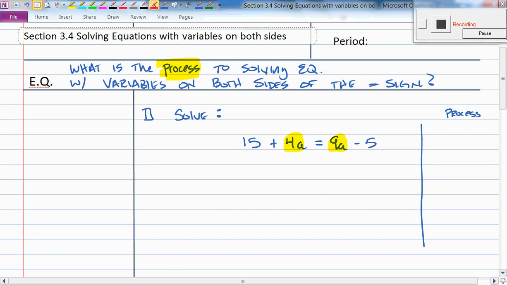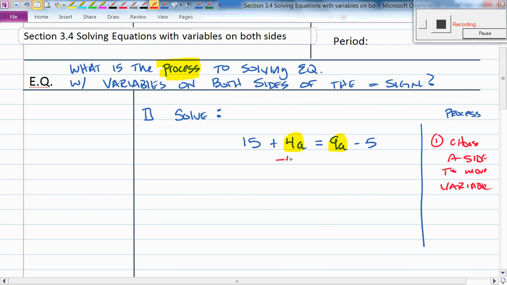So the first thing that we're going to do, the process here for this problem, is we're going to choose a side to move the variable. That's our first step. We're going to pick a side. All right? So I ask you, which side do you want to move the a's to? We can move the 4 on the left over to the right, or the 9 on the right over to the left. What do you want to do? 4. Okay, good.